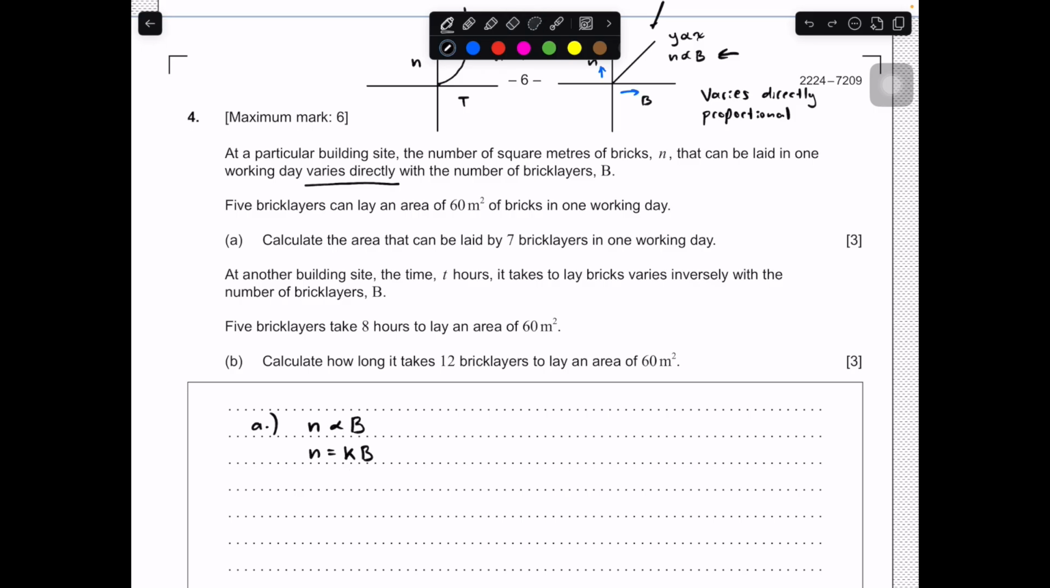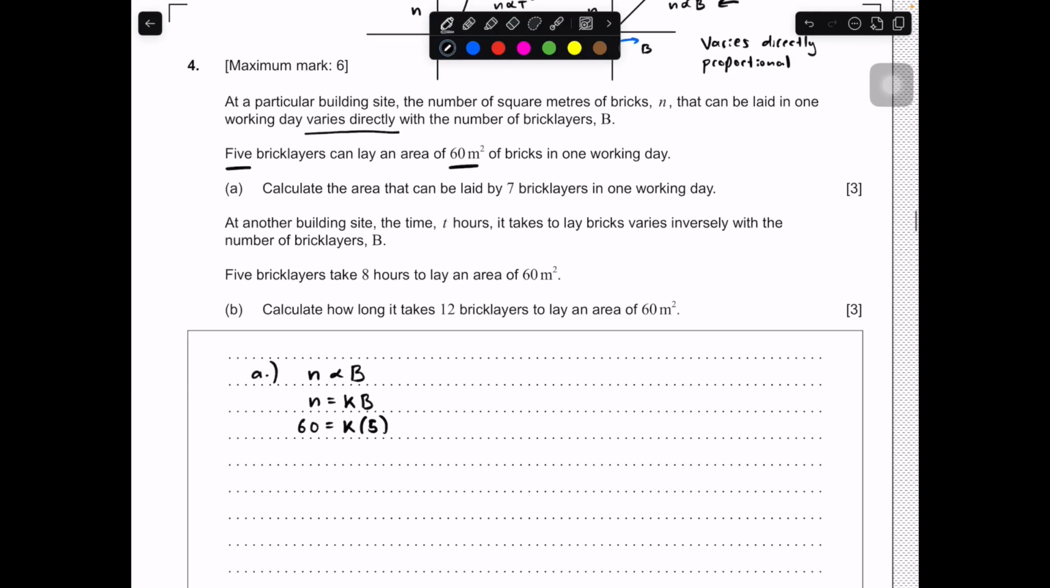So how can we find this constant? Well, they tell us that 5 bricklayers can lay 60 meters squared of bricks. So we can lay 60 meters squared of bricks when we have 5 bricklayers. Now we can solve this to find k, or we can just do a little bit of algebra, divide both sides by 5, so 60 divided by 5, k is going to be equal to 12.